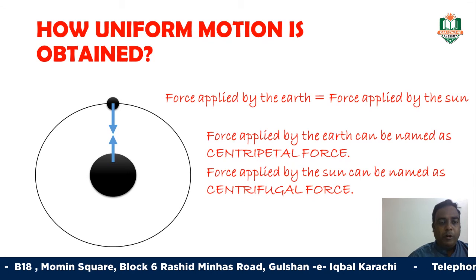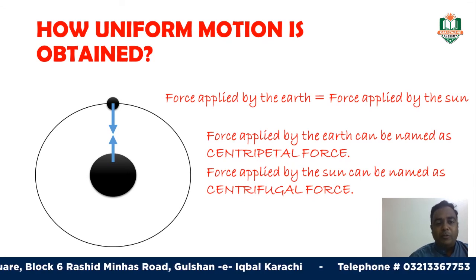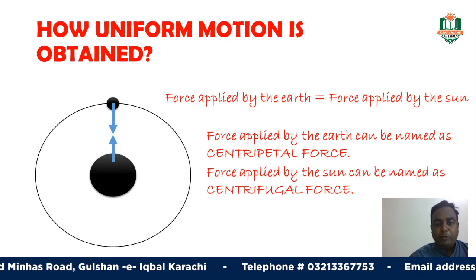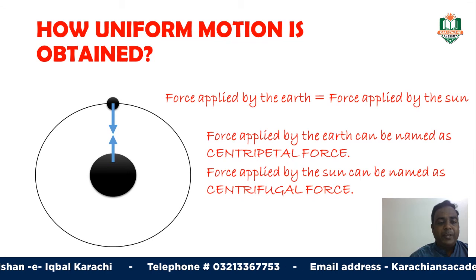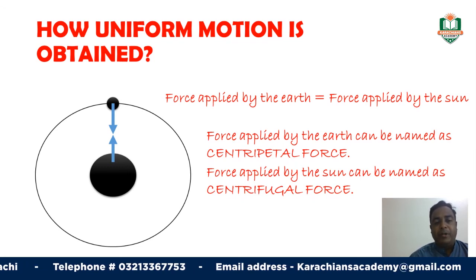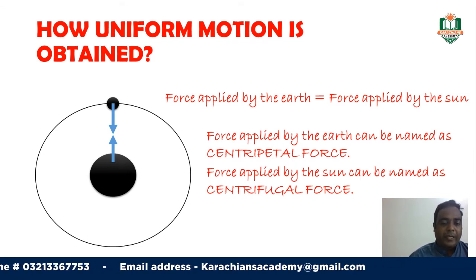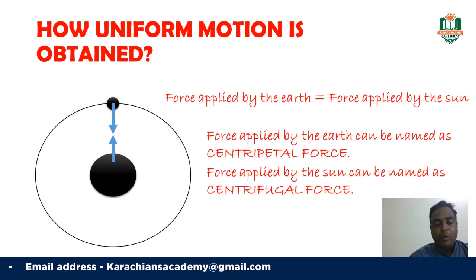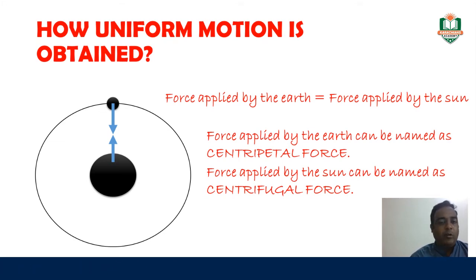Here, both of the objects are not moving towards each other due to the balanced forces. That means their magnitudes are the same, but they are acting in opposite directions. When it happens, because the magnitudes of the forces are the same, the forces will be balanced, and when forces are balanced, then this object, that is the earth, will revolve around the sun.